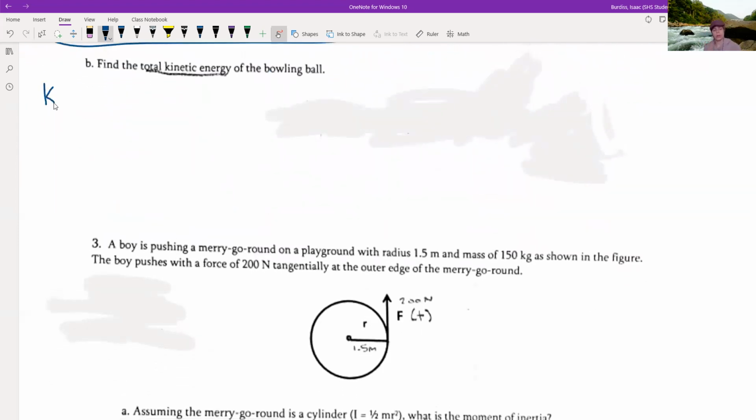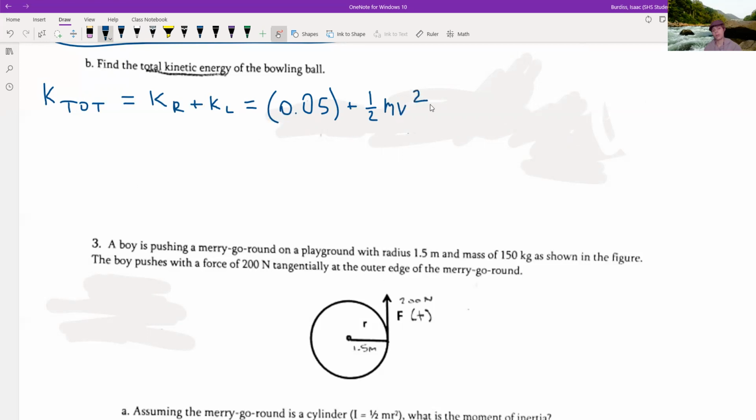Now we have to find the total kinetic energy. What do we know? What they already told us. What are we trying to find? Total kinetic energy. And what is the equation for total kinetic energy? Well, it just means both kinetic energies combined, which is rotational kinetic energy plus linear kinetic energy. We already know what rotational kinetic energy is. That's what we just found, and it is 0.05 joules. Now we just have to find linear kinetic energy, which is 1/2 m v squared.